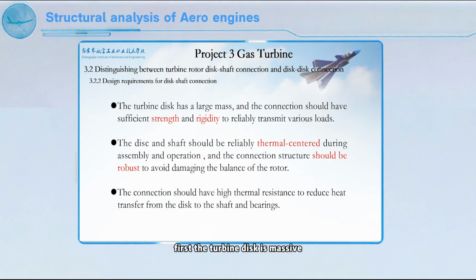First, the turbine disc is massive, so the connection must possess sufficient strength and rigidity to reliably transmit various loads. Second, the disc and shaft must be reliably thermally centered during assembly and operation, and the connection structure must be robust to avoid disrupting the rotor's balance. Third, the connection must have high thermal resistance to minimize heat transfer from the disc to the shaft and bearings.